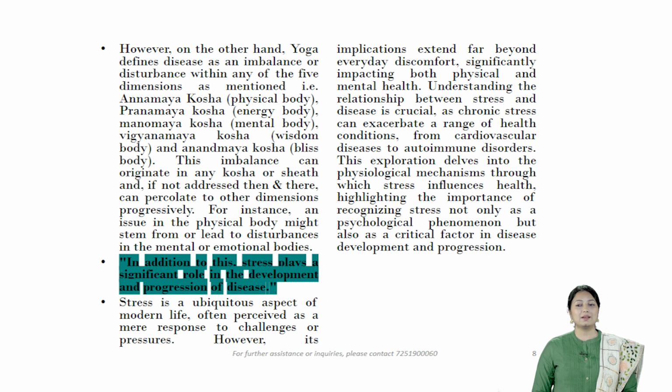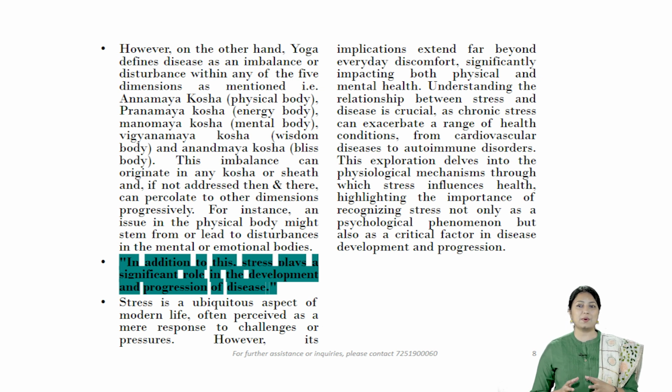However, on the other hand, yoga defines disease as an imbalance or disturbance within any of the 5 dimensions as mentioned, that is, Annamaya Kosh, pranamaya Kosh, manomaya Kosh, Vigyanmaya Kosh, and Anandamaya Kosh. This imbalance can originate in any kosha or sheath and, if not addressed then and there, can percolate to other dimensions progressively. For instance, an issue in the physical body might stem from or lead to disturbances in the mental or emotional bodies. In addition to this, stress plays a significant role in the development and progression of disease.